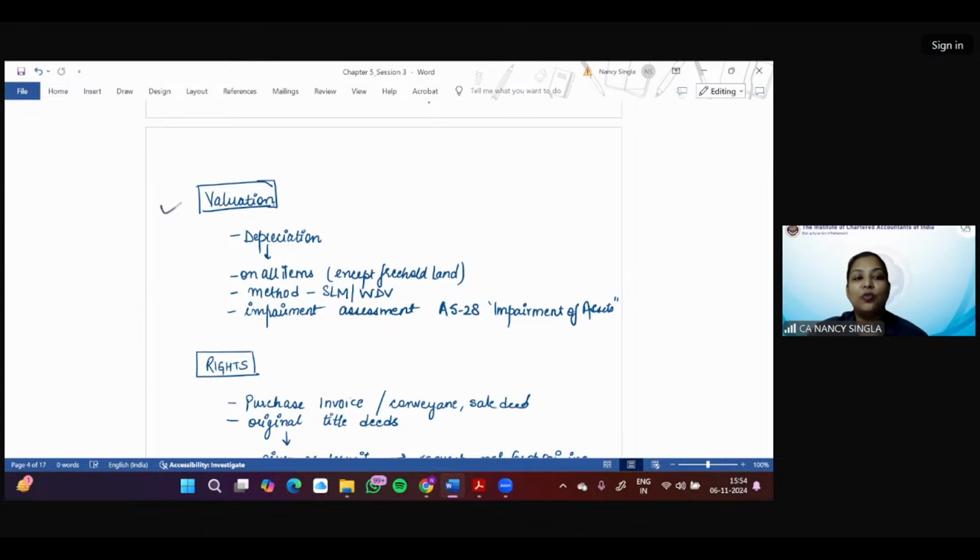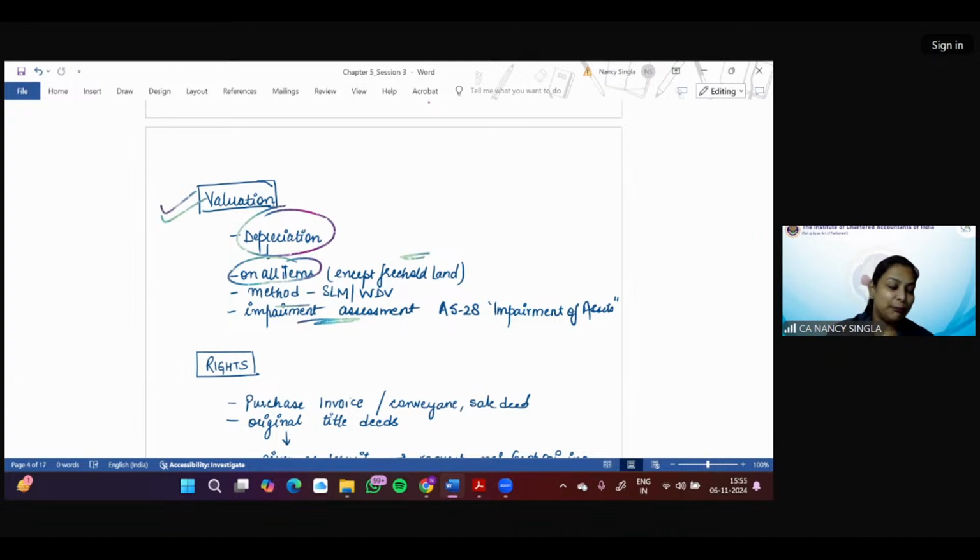Now with respect to valuation. The first and foremost thing that comes is what? Depreciation calculation. Like for trade receivables we did the provision for bad debts, here it is depreciation. So whether it is charged on all the items except your freehold land, what is the method, and in case any impairment is required as per AS 28.